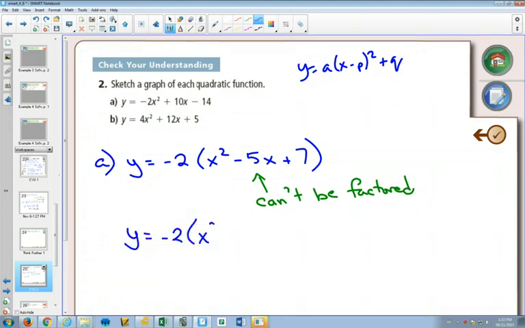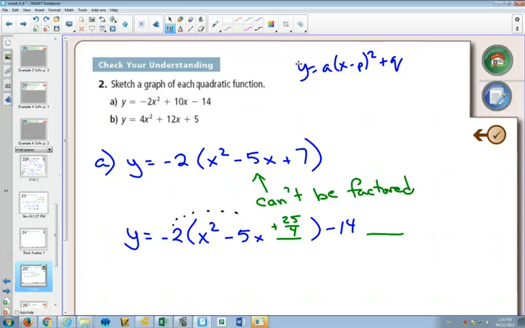So I'm going to factor that -2 out, minus 14. I'm going to factor that -2 out of my first two terms and leave space. So now that I've left space, divide this by 2. 5 over 2 squared will be 25 over 4.